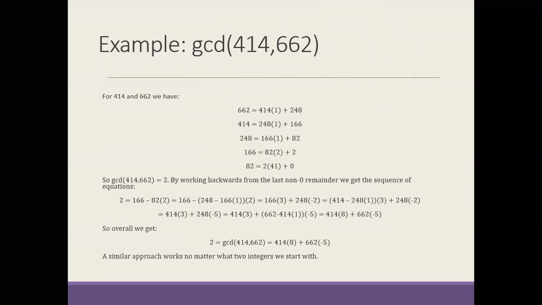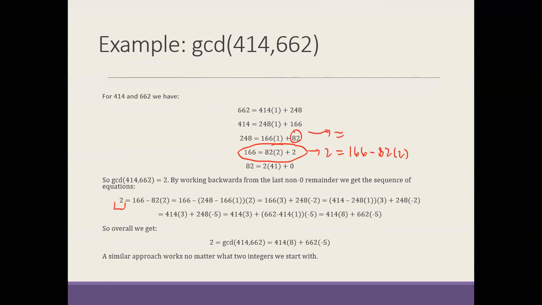And you say, okay, if I back up to the previous line, we're in better shape here. What am I doing if I write 2 equals 166 minus 82 times 2? I'm using this line right here. So 2 is equal to 166 minus 82 times 2. I'm trying to work back to the original numbers, 414 and 662. Then I replace 82 with what it equals.